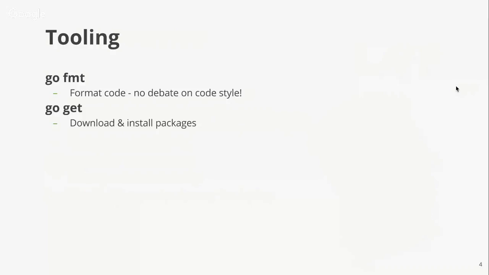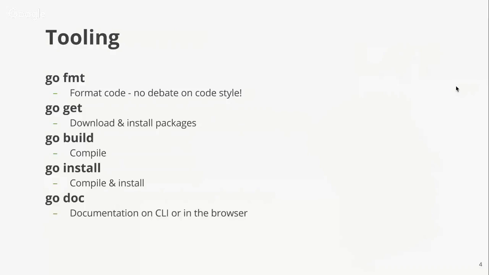Then tooling. Go comes with the Go program, a CLI program, where, for example, you can call gofmt. You can format code with that, so you don't have unnecessary debates about tabs versus spaces, for example. You have go get, which downloads and installs packages. There's go build, which is used for the actual compilation of your program. go install, which compiles the binary using go build and then installs it to the correct location.